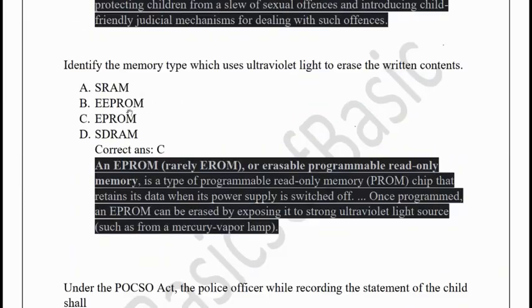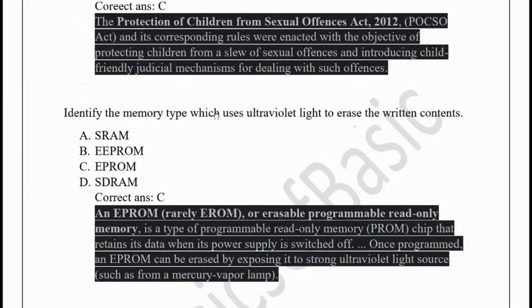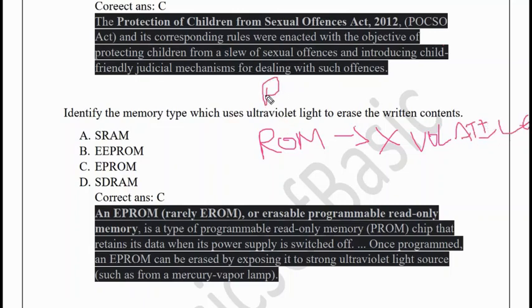There are no more. Yeah, one more question. Identify the memory type which uses ultraviolet light to erase the written content. So it is EPROM. See, ROM, read only memory, is non-volatile in nature. That is, it will not get erased. But you would have heard of RAM, that is random access memory, but it is volatile.